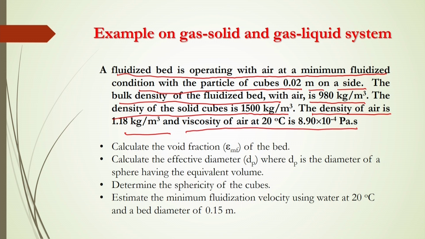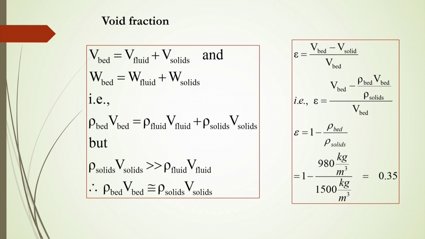So, what should be the void fraction of the bed, how to calculate the effective diameter here, and also how to determine the sphericity of the cubes, and what should be the minimum fluidization velocity if you are using water at 20 degree centigrade and a bed diameter of 0.15 meter. Under this condition, let us calculate this. Now, how to calculate this void fraction? This void fraction can be calculated.